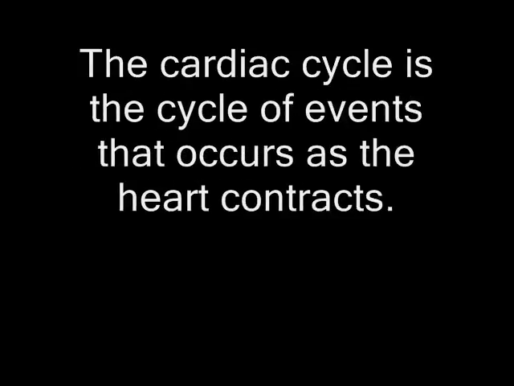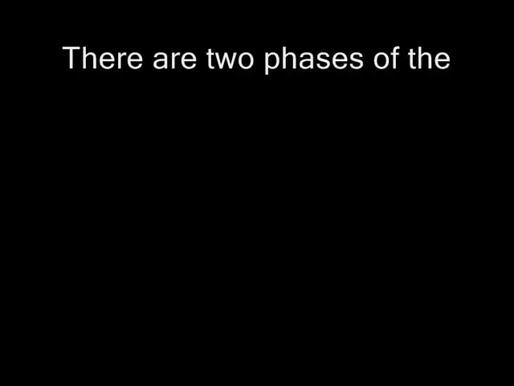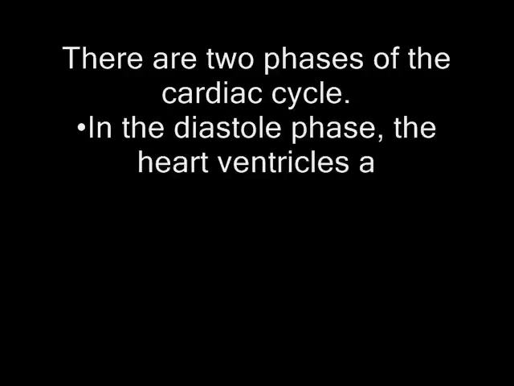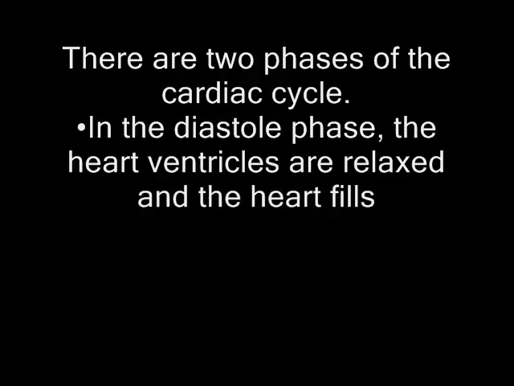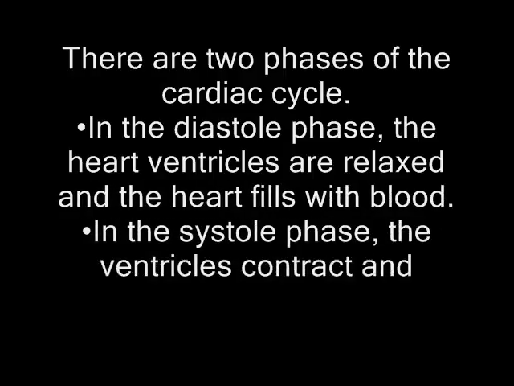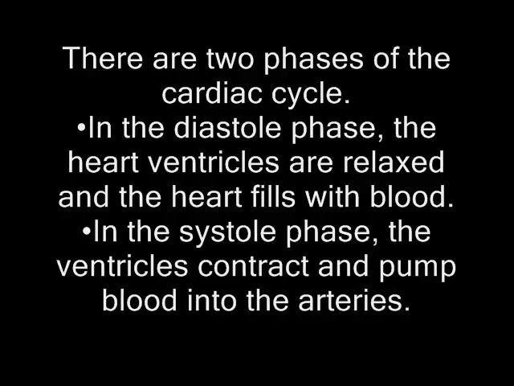Now that you know about the types of blood vessels, we can move on to the cardiac cycle. The cardiac cycle is a cycle of events that occurs as the heart contracts. There are two phases of the cardiac cycle: the diastole phase and the systole phase. In the diastole phase, the heart ventricles are relaxed and the heart fills with blood. In the systole phase, the ventricles contract and pump blood into the arteries.